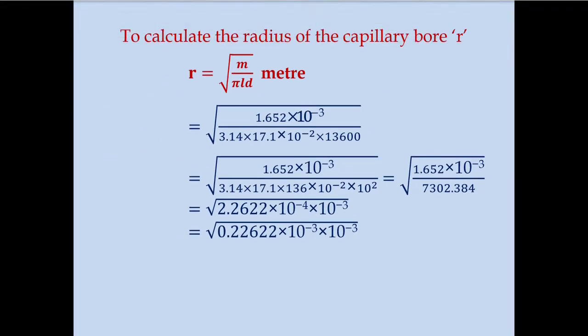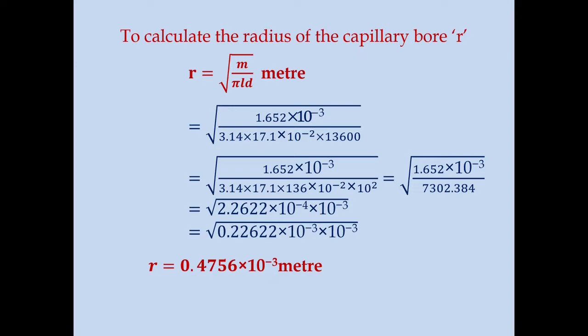Okay, so now I have to take the square root. When I take the square root for the numbers 0.22622, I will get 0.4756. And I have 10 power minus 3 into 10 power minus 3. When I take a square root for this, I will get only 10 power minus 3. So the radius of the capillary bore is R equal to 0.4756 into 10 power minus 3 meters.